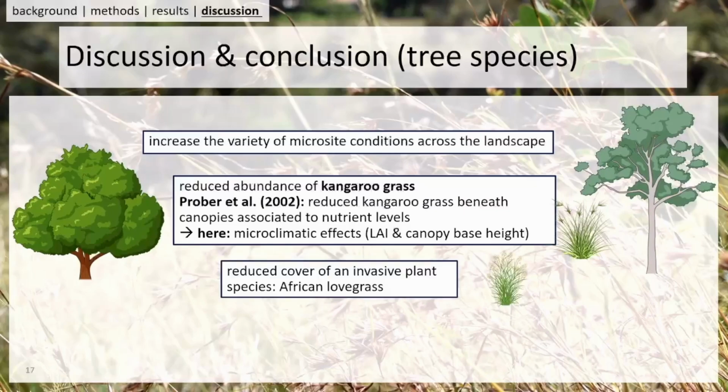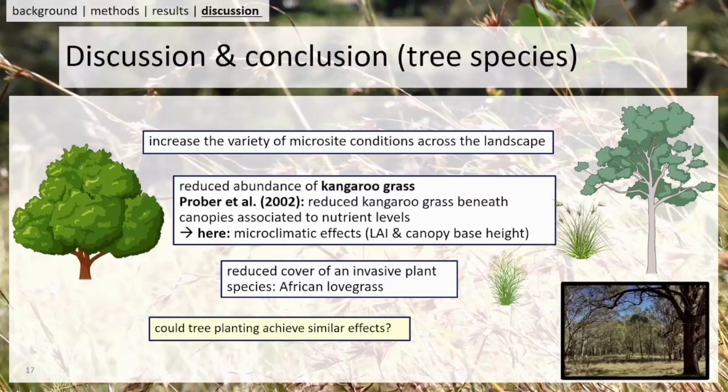contributing to that effect. And then I found a reduced cover of the invasive African lovegrass. Based on this, the next question coming up would be: would planting Angophora trees in areas that are invaded by African lovegrass result in a similar effect? And if that would be the case, and if tree planting would be a management option, then a follow-up question would be, how many trees can we plant to still maintain the characteristics of the lowland grassy woodlands, which are characterized by an open tree canopy layer?